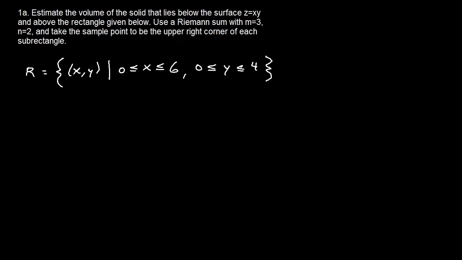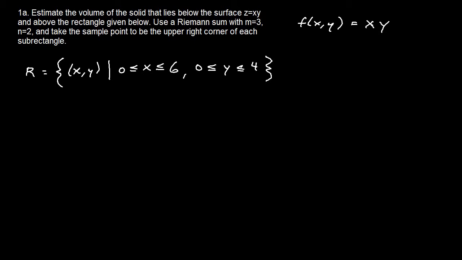So for part A of the first question, we need to estimate the volume of the solid that lies below the surface z equals xy and above the rectangle given below. So use a Riemann sum with m equals 3, n equals 2, and take the sample point to be the upper right corner of each subrectangle. So realize that z equals xy is our given multivariable function. So we can also rewrite it as f of xy equals x times y. They're both the same thing.